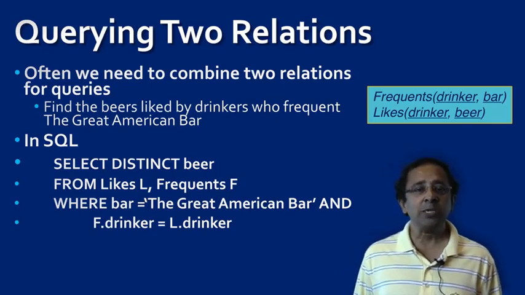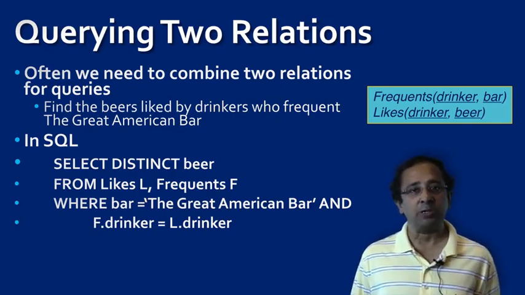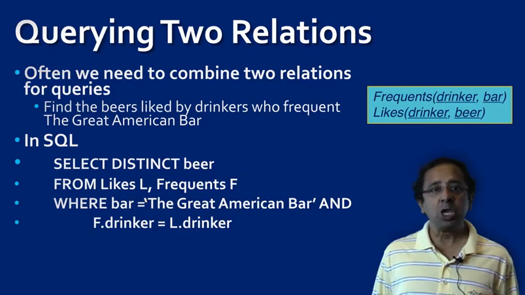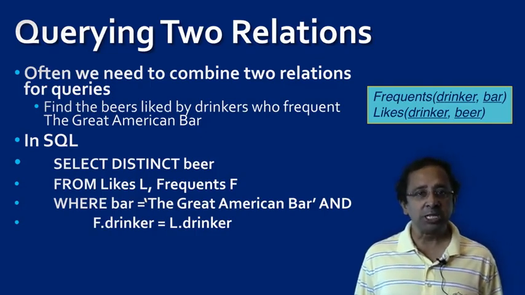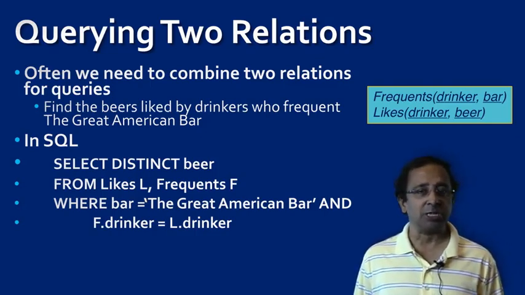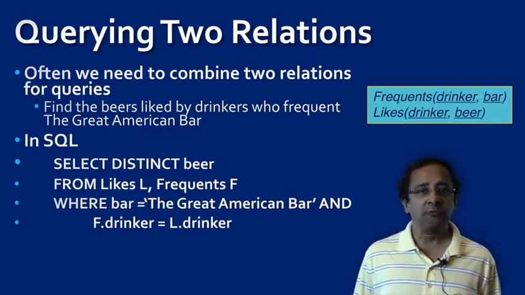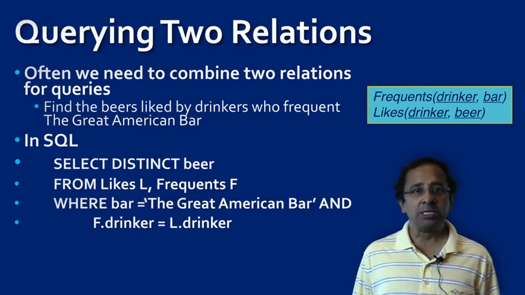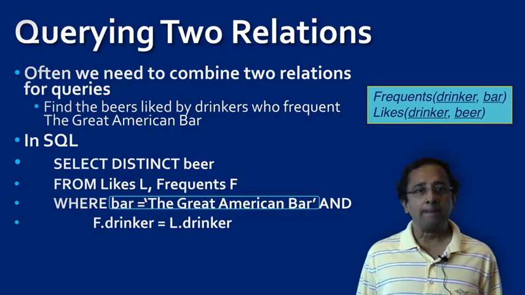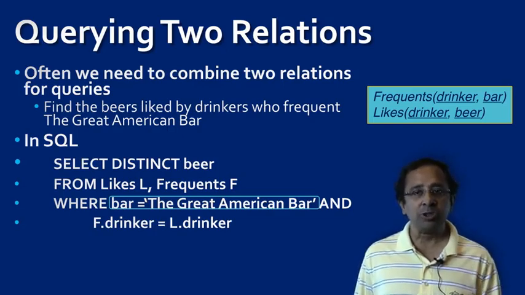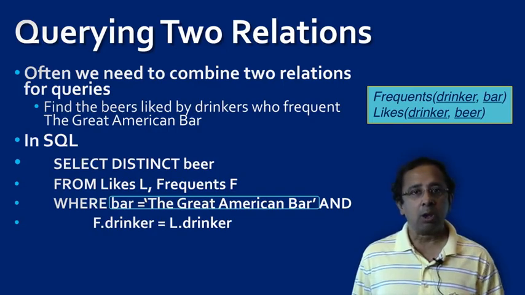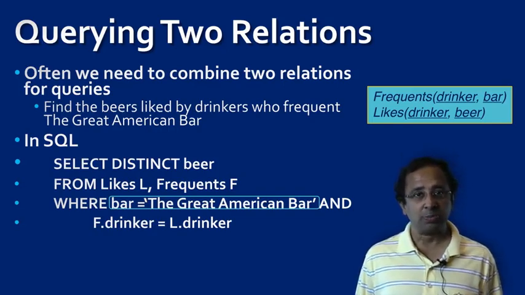Since we want to find beers, like before, we use the select distinct clause for beer. Now, as we saw before, using select distinct avoids duplicates in the result. The where clause has two kinds of conditions. The first kind is a single table condition. In this case, bar is equal to the Great American Bar on the frequents relation.